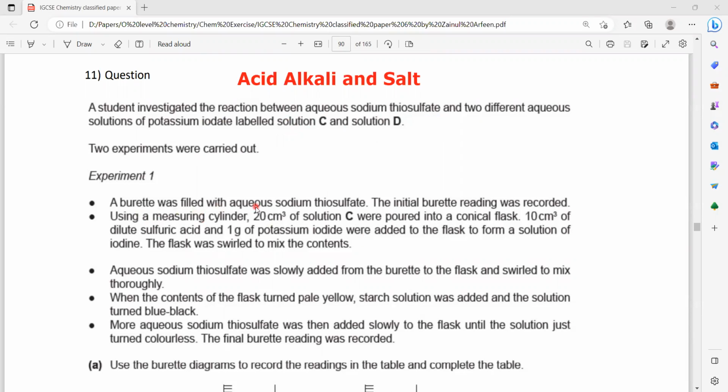In the first one, a burette was filled with sodium thiosulfate, and the initial burette reading was recorded. Using a measuring cylinder, the student transferred 20 cm³ of solution C into a conical flask. So the student took a measuring cylinder, filled it with 20 cm³ of solution C, and then transferred that into a conical flask. So in the conical flask, there is 20 cm³ of solution C.